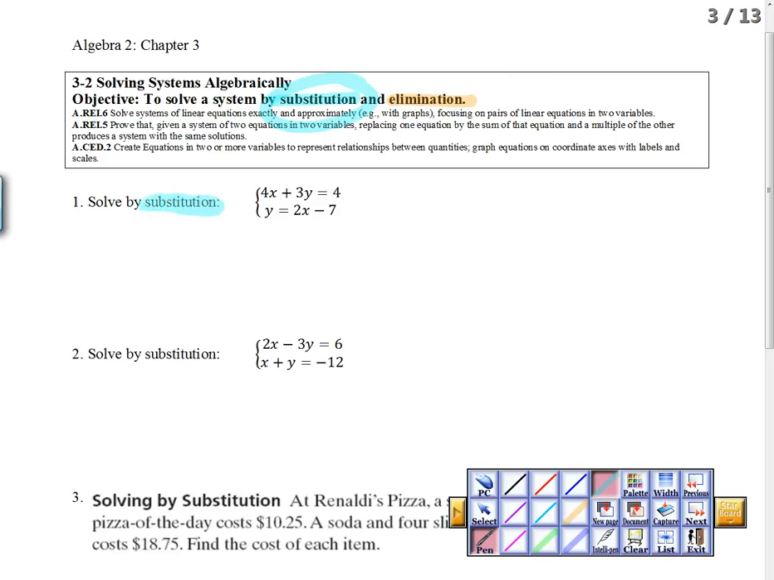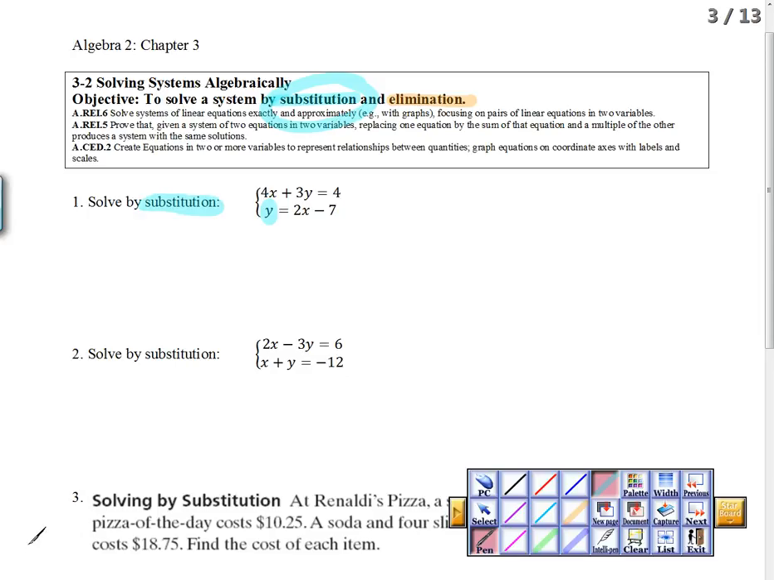Substitution works really well if we have two equations and one of them has a variable that's already isolated or really close to being isolated. So in this case, we're going to solve by substitution. We have our system of equations: 4x plus 3y equals 4 and y equals 2x minus 7.